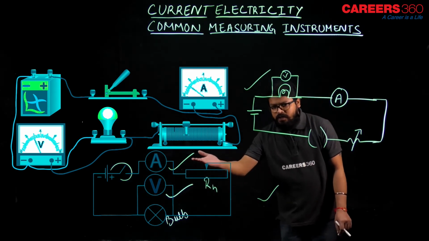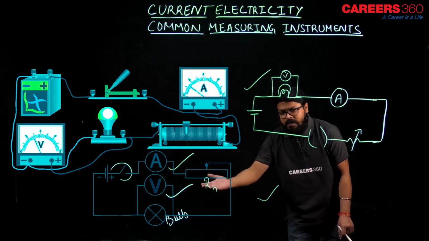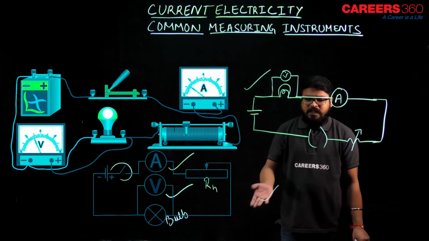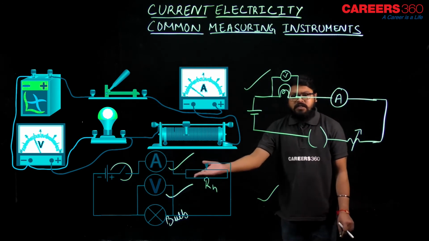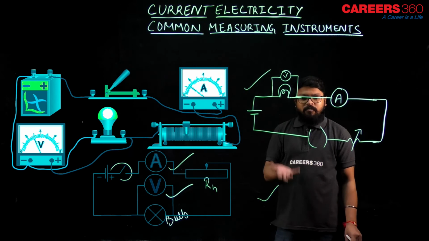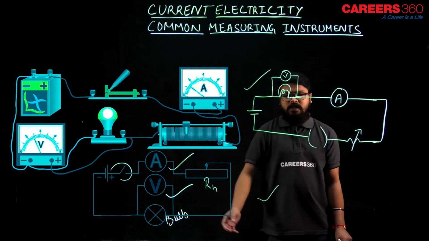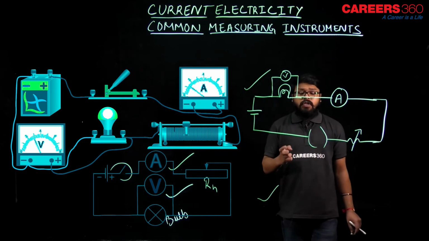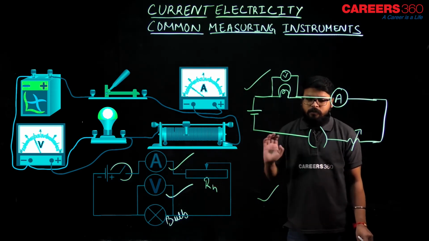Why? Because, as you can see from here, the voltmeter measures the potential, the voltage. That's why it is used in parallel. If it is used in series, you won't get the same potential. So in order to measure the potential drop across the bulb or the device which is consuming electrical energy, we need to use the voltmeter in parallel. I hope you got that right.